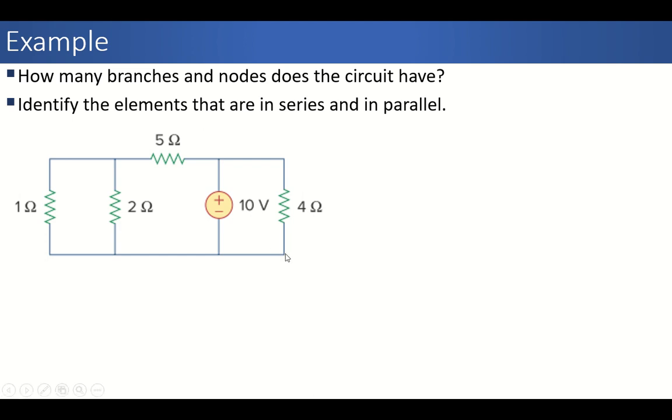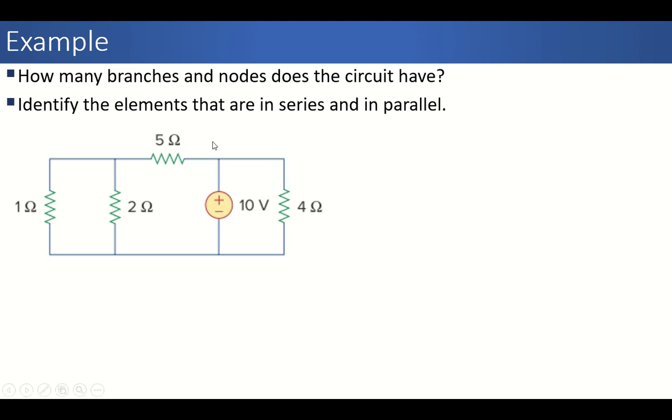Remember that this and this is actually same node. Similarly, this and this is same node, this and this is also same node. So if this is node number 3, this is also node number 3, and this is also node number 3, and this is also node number 3. There are 3 nodes and there are 5 branches in this circuit.